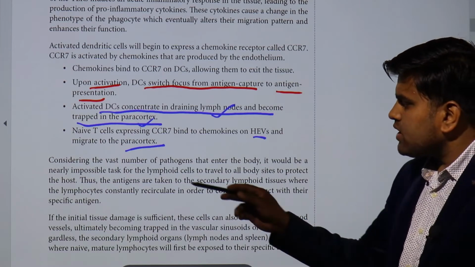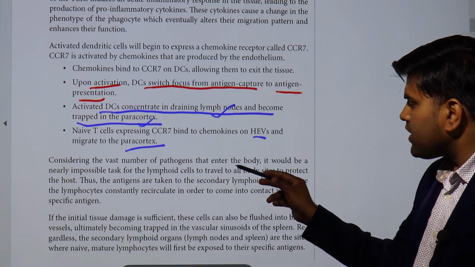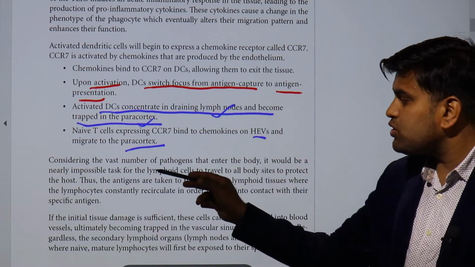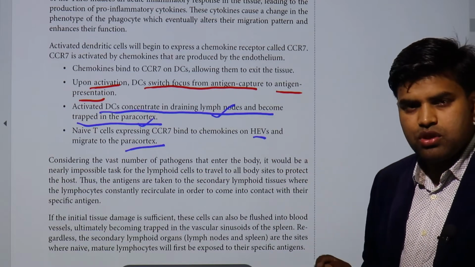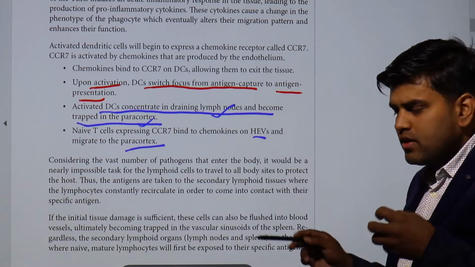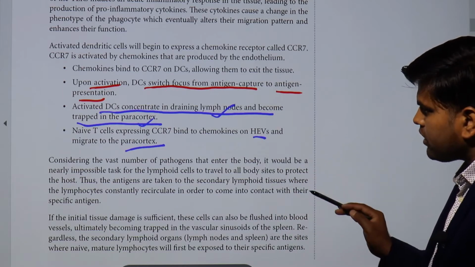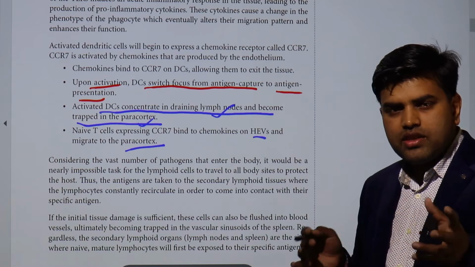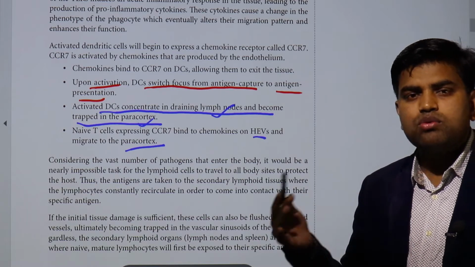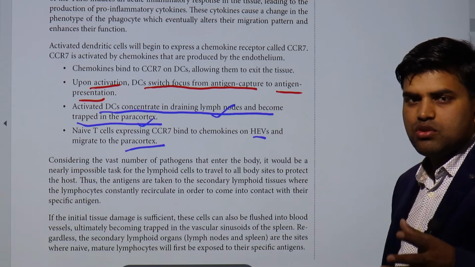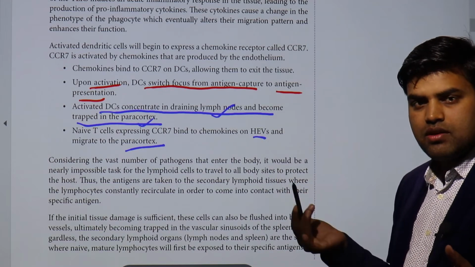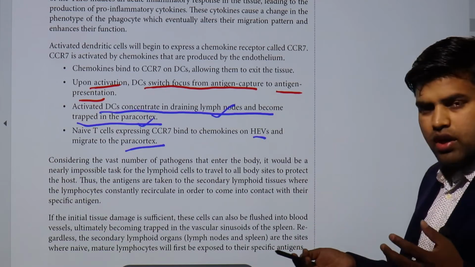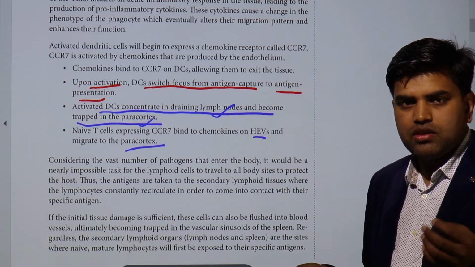One thing is important: considering the vast number of pathogens that enter the body, it would be nearly impossible for the lymphoid cells to travel all over the body to protect the host. The lymphoid cells like T cell and B cell can't move all around the body to see where the infection is. You may have two or three infections at a time, at different sites of the body, and they cannot travel to each and every place in your body.